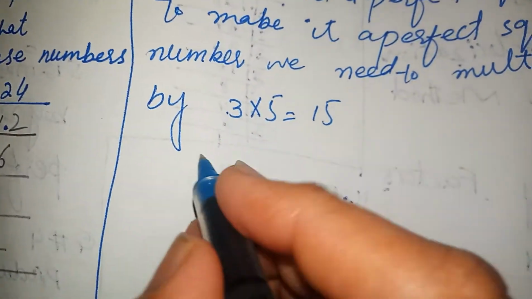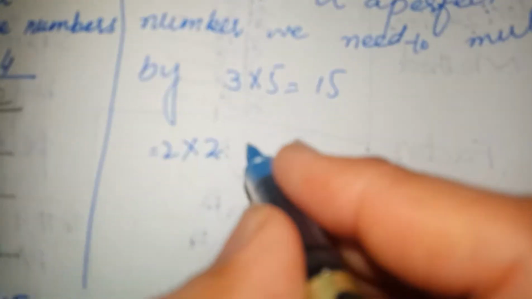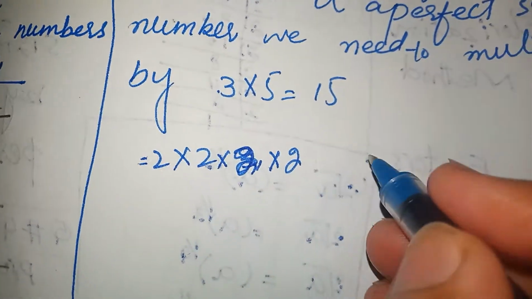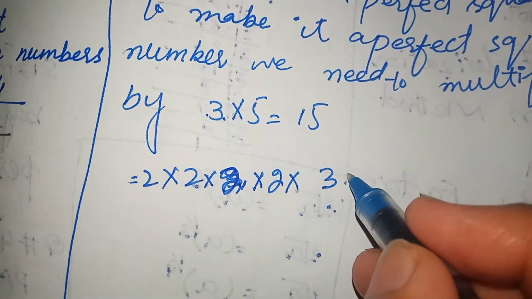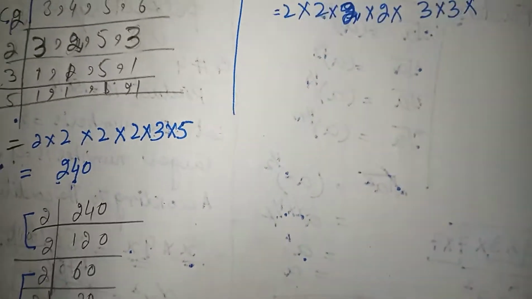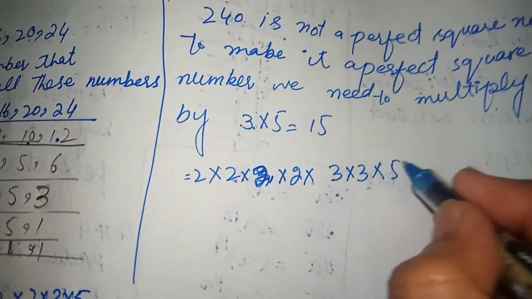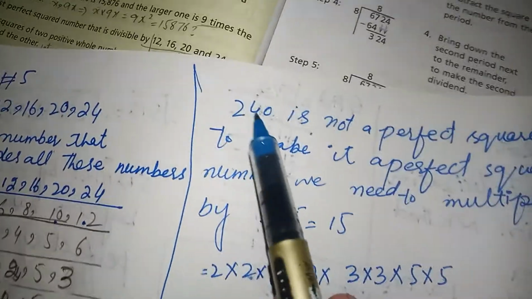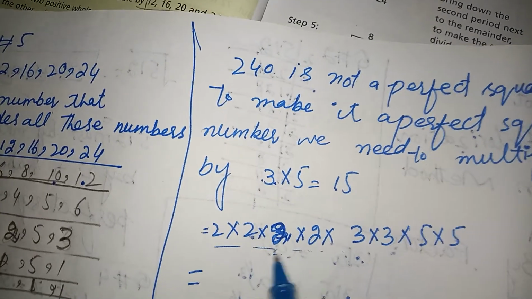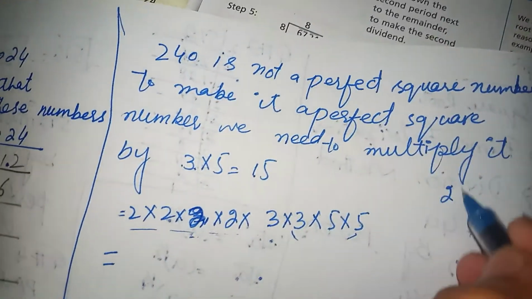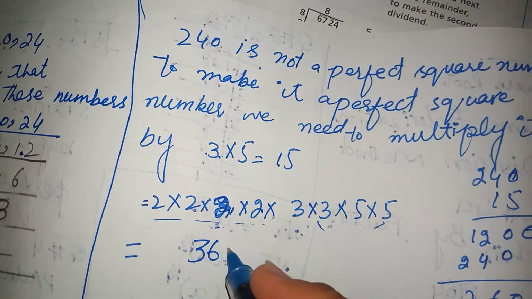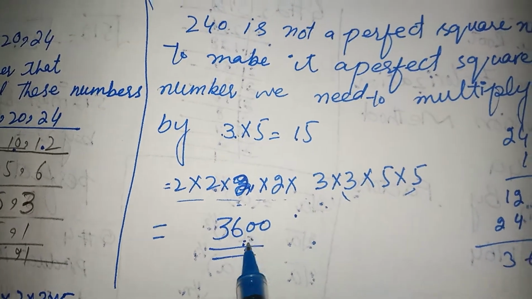So now after multiplying it by 3 and 5, this is a pair. Again 2 multiplied by 2 is also another pair. 3 was a single and we multiplied it by this 3. This 5 is also a single number, so we'll multiply it by another 5. Now we will multiply 240 by 15, which means we will multiply all these by 5 and 3. So when we multiply 240 by 15, we get the answer 3600. So 3600 is a number that is a perfect square.